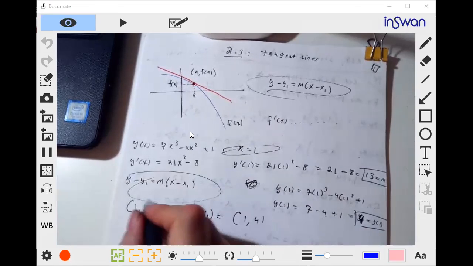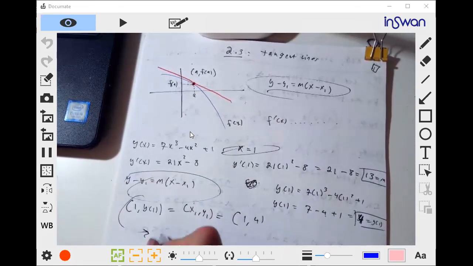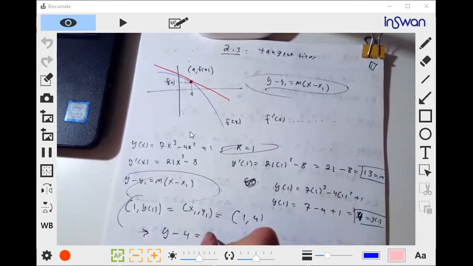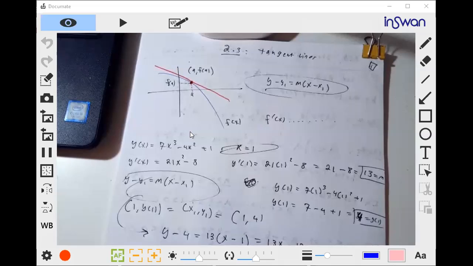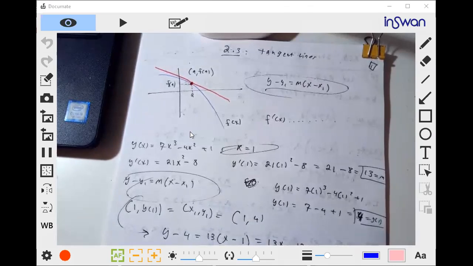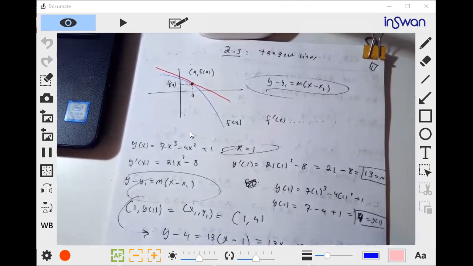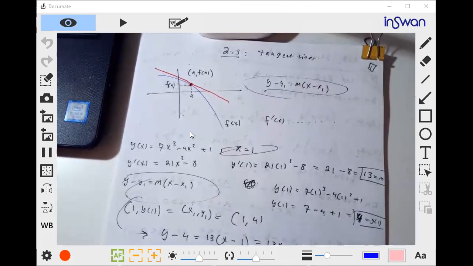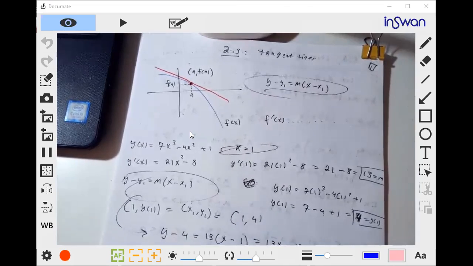So then we can plug those values in, and we get y minus y1 is equal to m, which we've discovered is 13, times x minus x1. So this becomes 13x minus 13. That implies y is equal to 13x minus 13 plus 4, and that equals 13x minus 9 is equal to y of x. Or what we call t of x. Actually, we can call this t of x to be the tangent line of x.